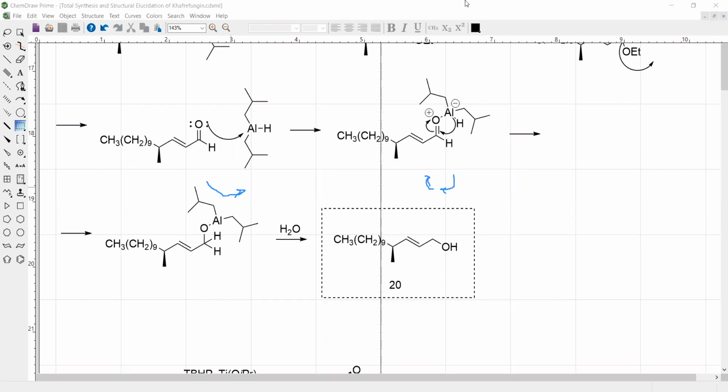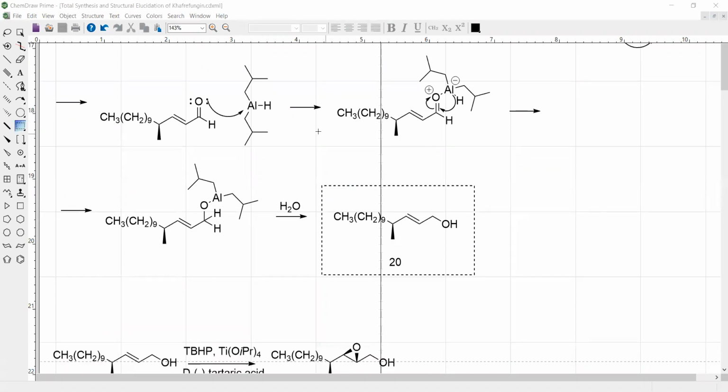So we just quench this reaction, or subject it to aqueous conditions, and it cleaves off that aluminum oxygen bond, and we generate our alcohol now from our ester. So we have product 20. So that's our DIBAL reduction.